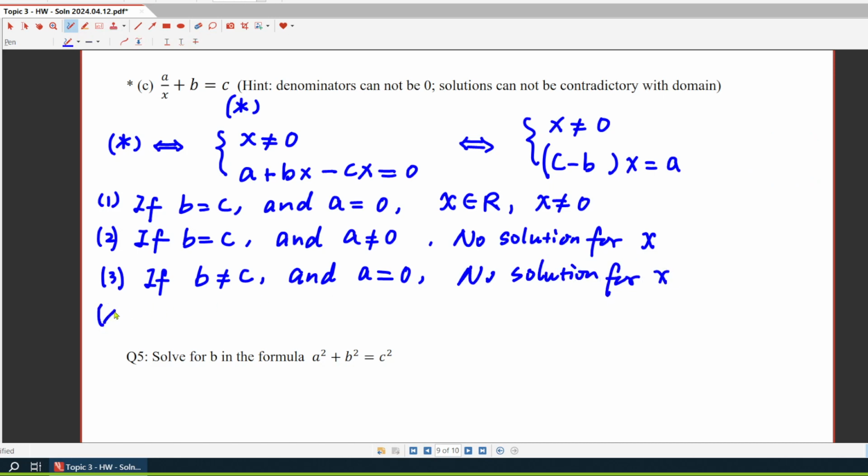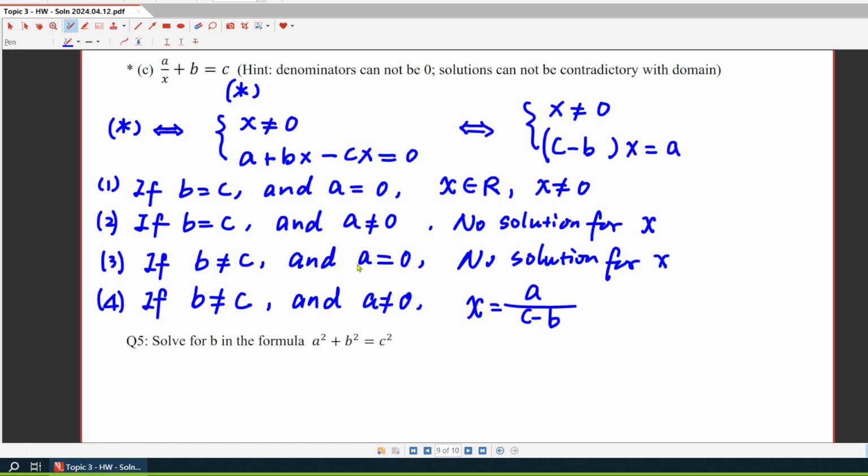as well. And the last case is if we have b is not equal to c, and a is not 0 as well, then we have x equals a over c minus b. We can simply divide both sides by c minus b, right? You follow me? Alright, then let's see the next one.